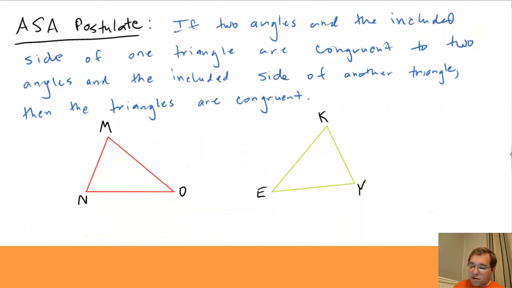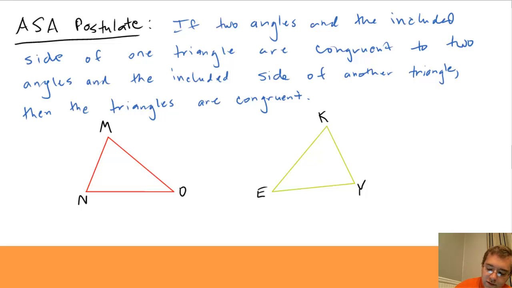Third way, instead of side angle side, this is angle side angle, ASA. The angle side angle postulate says if two angles and the included side of one triangle are congruent to two angles and the included side of another triangle, then the triangles are congruent. Almost exactly the same as the postulate we just looked at, side angle side, except it swaps the word sides for the word angles and the word angle for the word side.